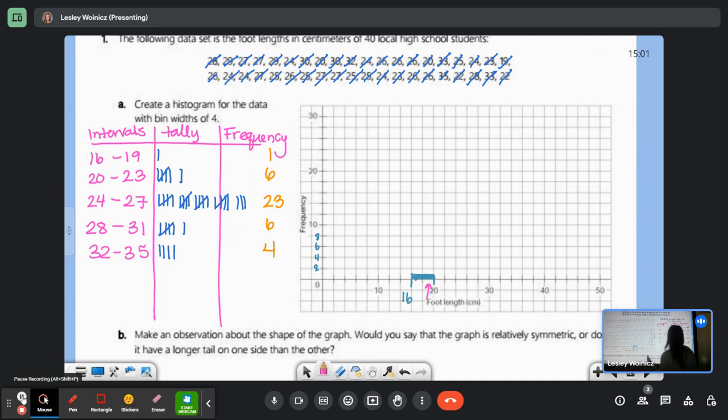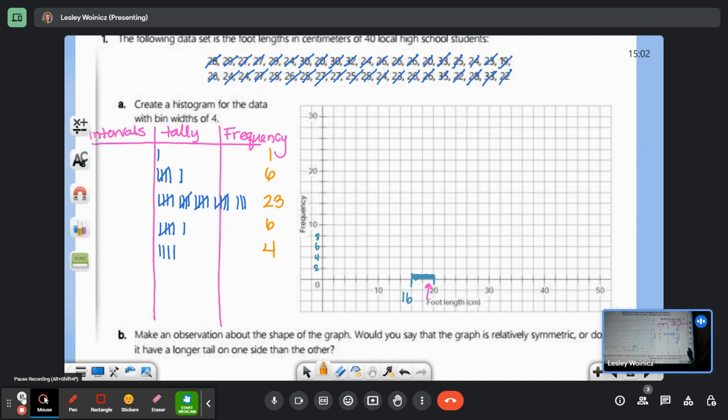Okay. I was trying to simplify this, but I think we just need to write it all out because we're doing it. We're just doing it. We're going to do all of it.